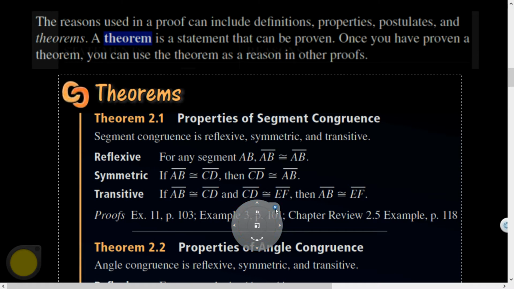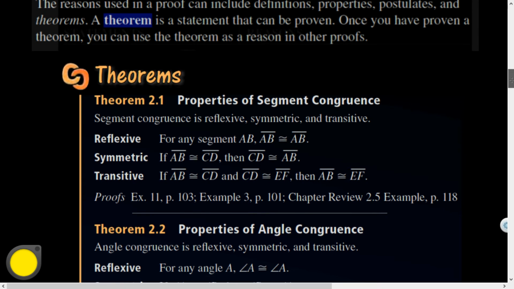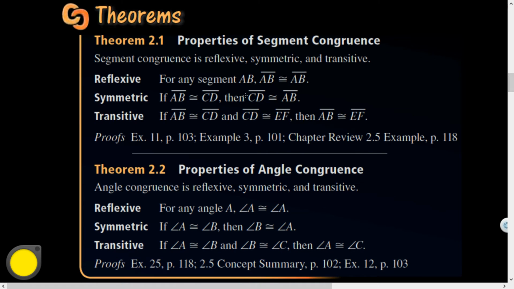Yeah, you don't have to write these down. These are found in your book, in the lesson plan. Here are some theorems. Here they're saying that segment congruence is reflexive, symmetric, and transitive.